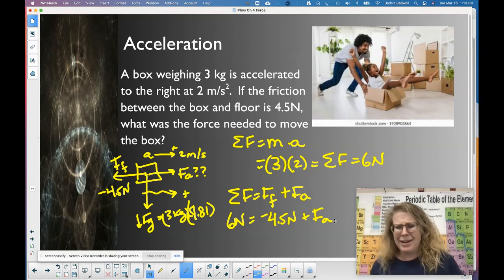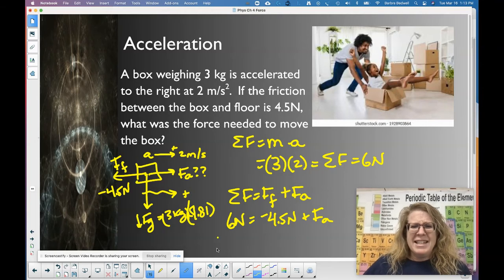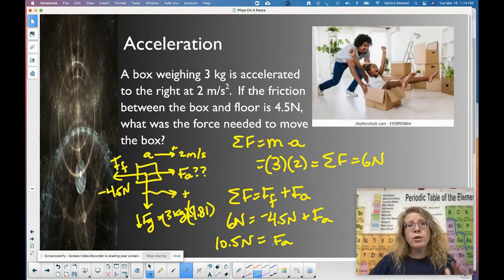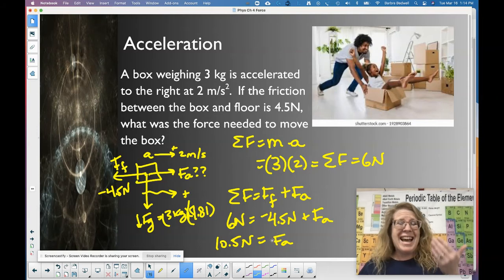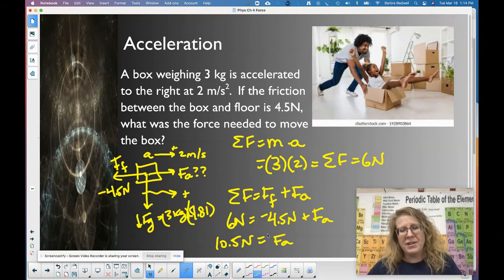I don't need a calculator for this. Our applied force is 10.5 newtons equals FA. I had to push harder to overcome that force of friction. So my applied force was over 10 newtons because I had to fight 4 newtons of friction force in order to get this thing to accelerate to the right with a net force of like 6 newtons.